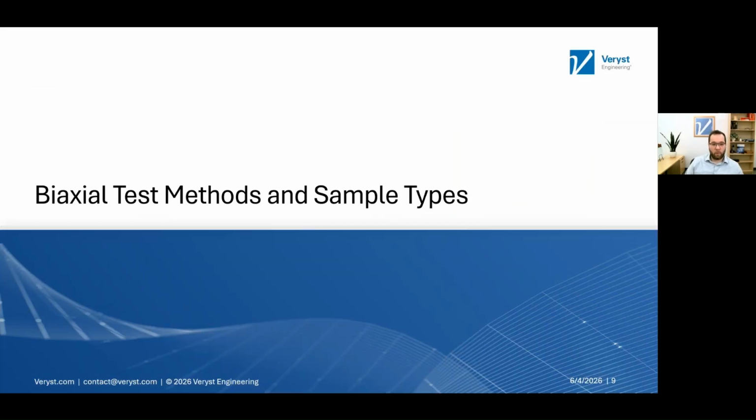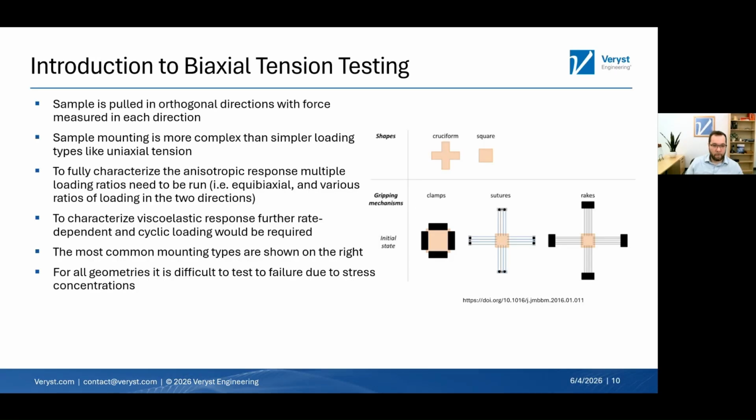So now I'm going to go into a little bit more of the biaxial test methods and sample types, just to give a breakdown of the major biaxial test methods that you can employ. So to give an introduction to biaxial testing, in general, the sample is pulled in two orthogonal directions with force measured in each direction. Sample mounting is more complex than uniaxial testing, and it can get considerably more complex as you try to reduce the effects of boundary conditions or boundary effects.